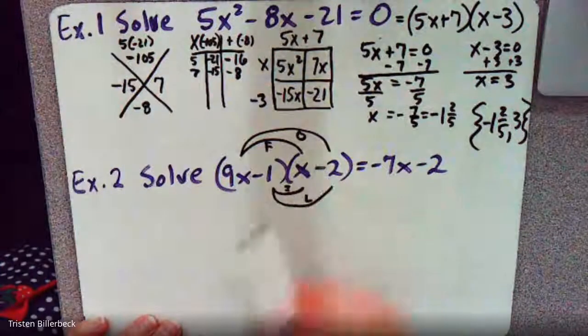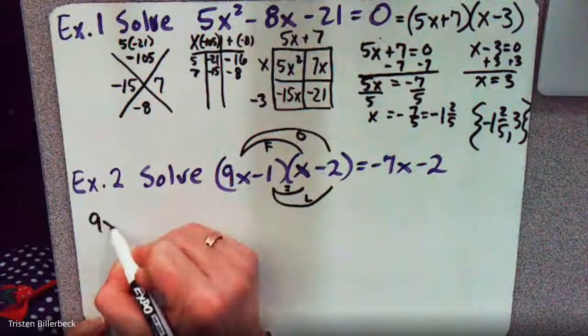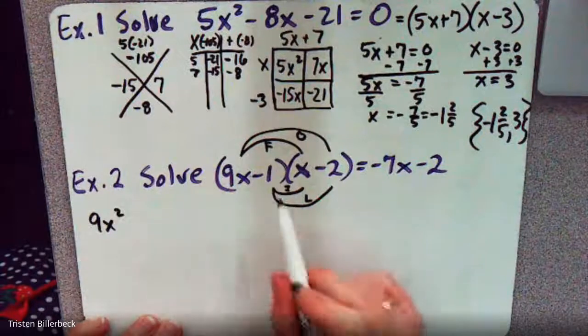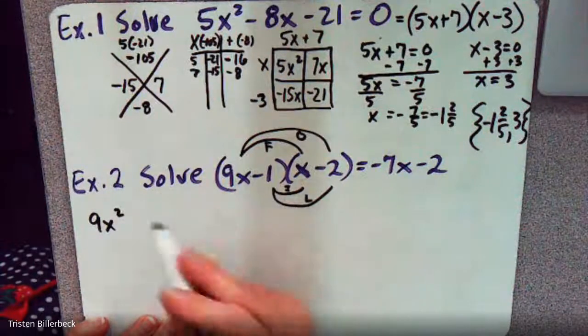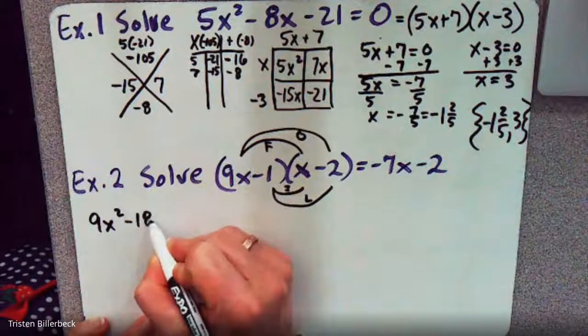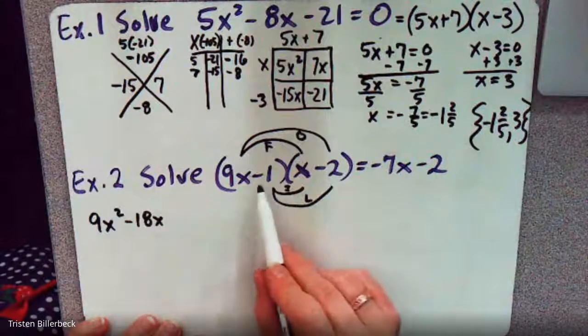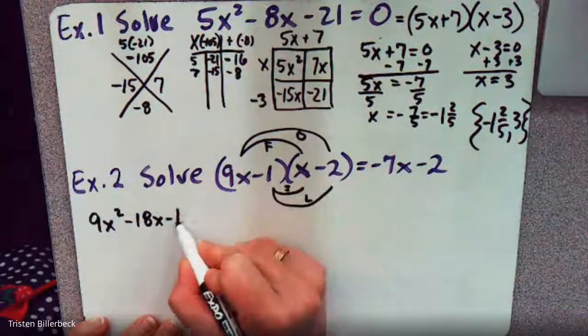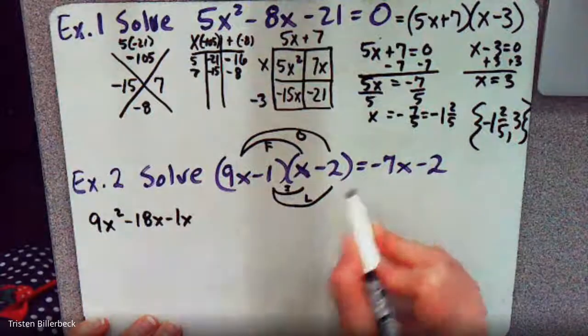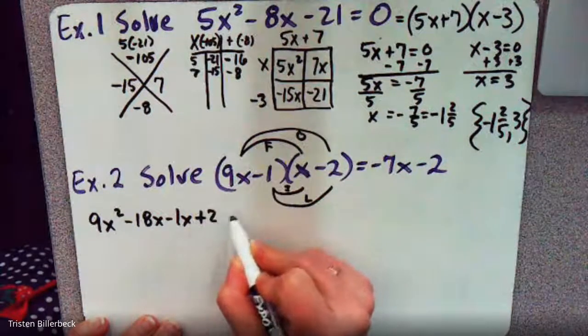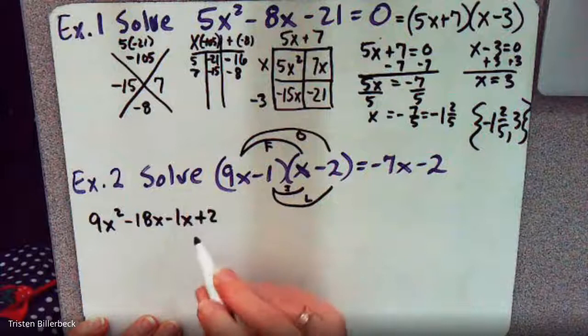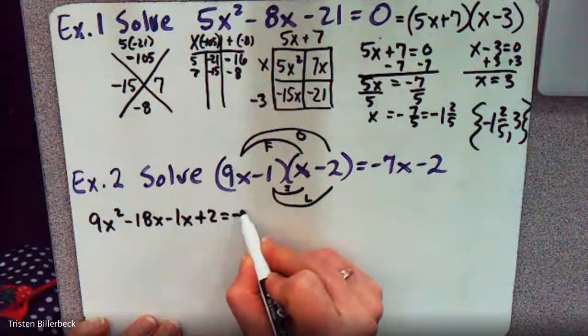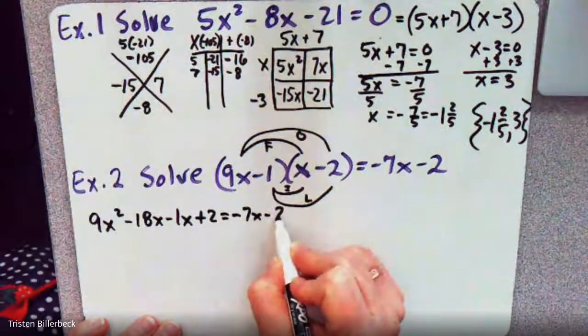So 9x times x is 9x squared. Then 9x times -2 is -18x. -1 times x is -1x. And -1 times -2 is +2. And then we have -7x minus 2 on the other side.